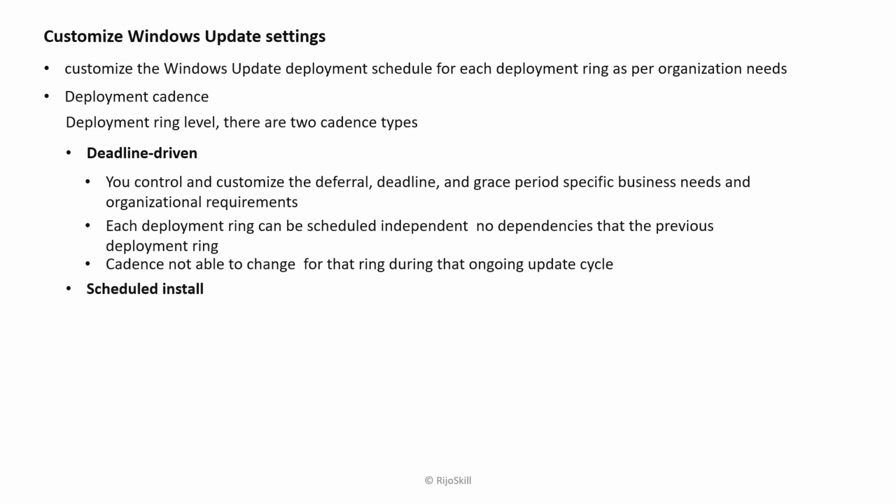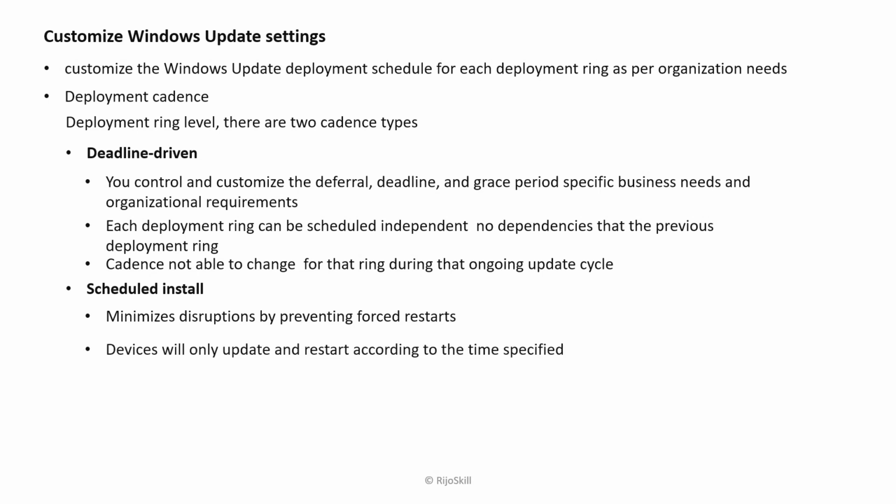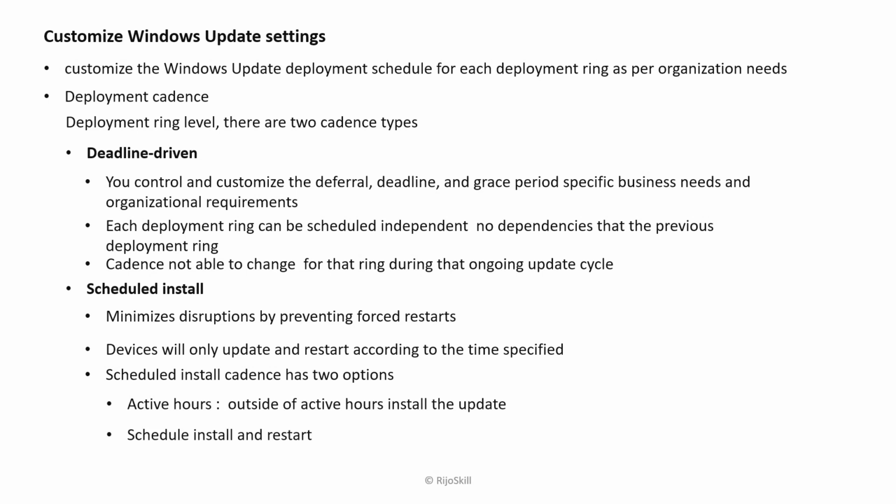The next cadence type is schedule install. It minimizes disruption by preventing forced restarts. Devices only update or restart according to the time specified. The schedule install cadence has two options, active hours and schedule install and restart. So now you understand what cadence types are available. We will go for our demo, then we can easily understand.